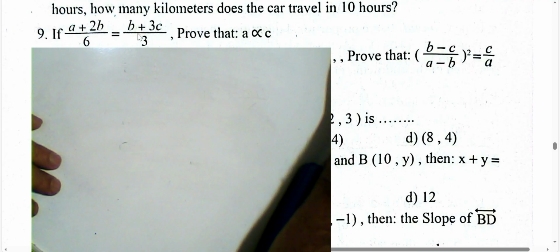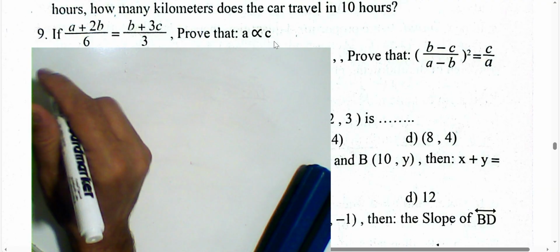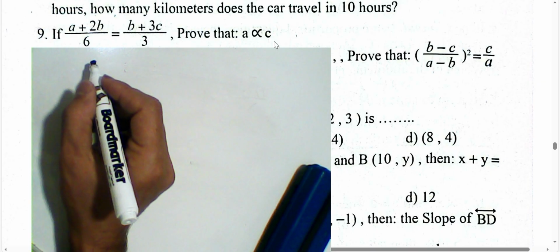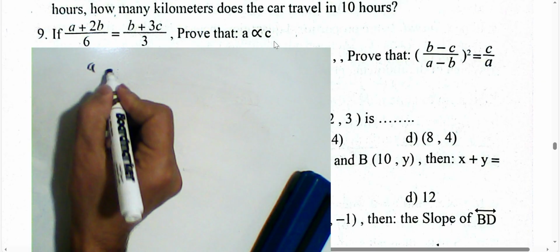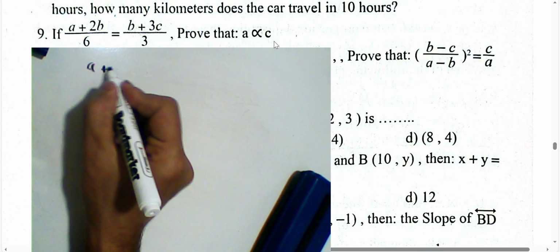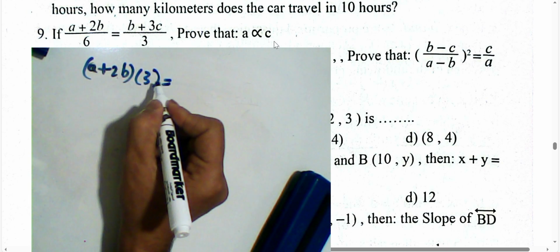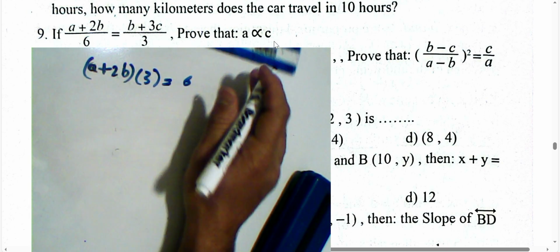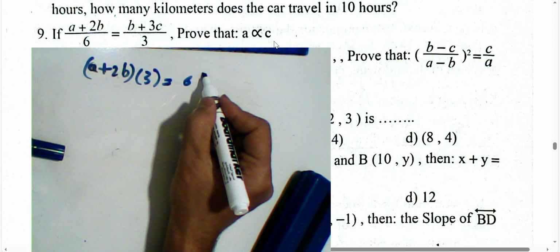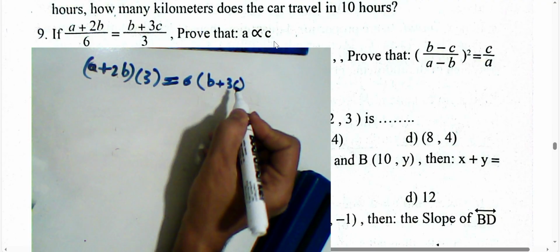Number 9. If (a plus 2b) over 6 is equivalent to (b plus 3c) over c, prove that a is a direct variation by c. We can use here the property: the product of extremes equals the product of means. We can write a plus 2b, times 3, is equivalent to 6 times (b plus 3c).